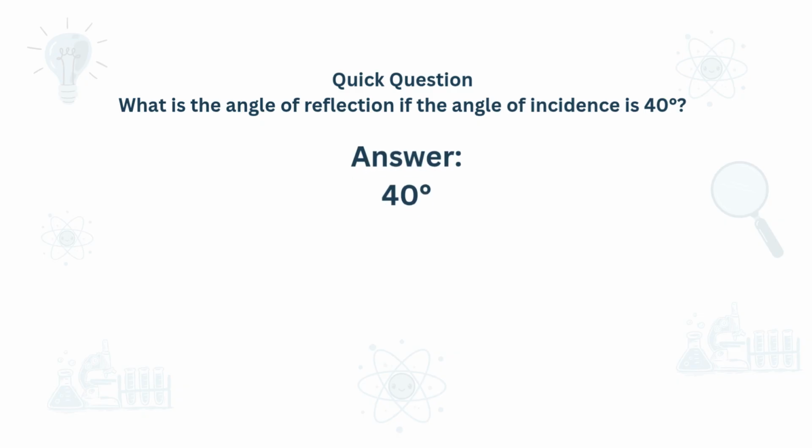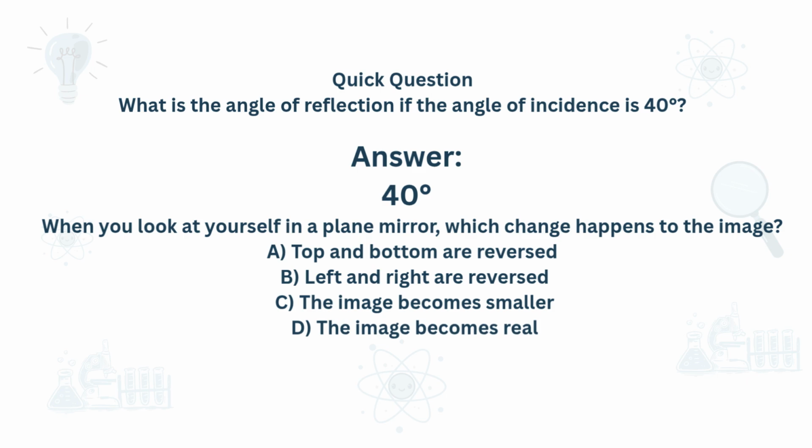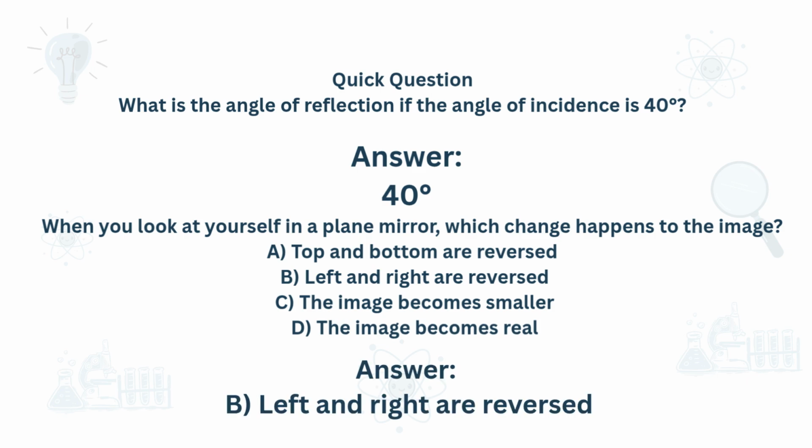Here is one more question. When you look at yourself in a plane mirror, which change happens to the image? The correct answer is that left and right are reversed. This effect is called lateral inversion.